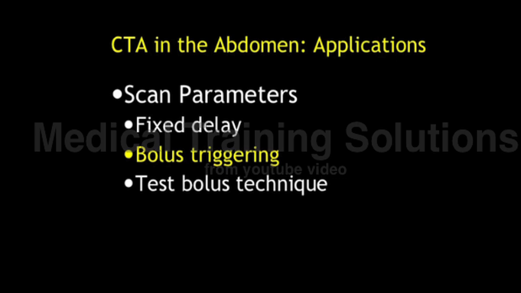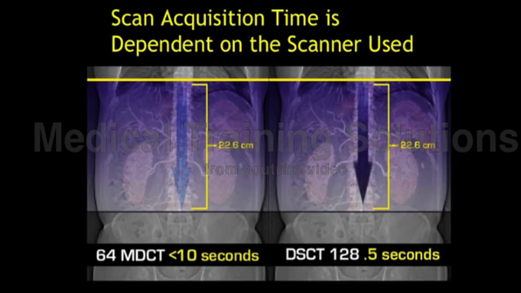And the thing about bolus triggering that becomes important and why we like it is with scanners now being so fast. Here I'm showing you the difference between a 64 and a dual source. The scan of the abdomen takes literally a second. And so if you're off by 3 seconds, the study may be ruined and we can't repeat the study because we need optimal minimal radiation dose.